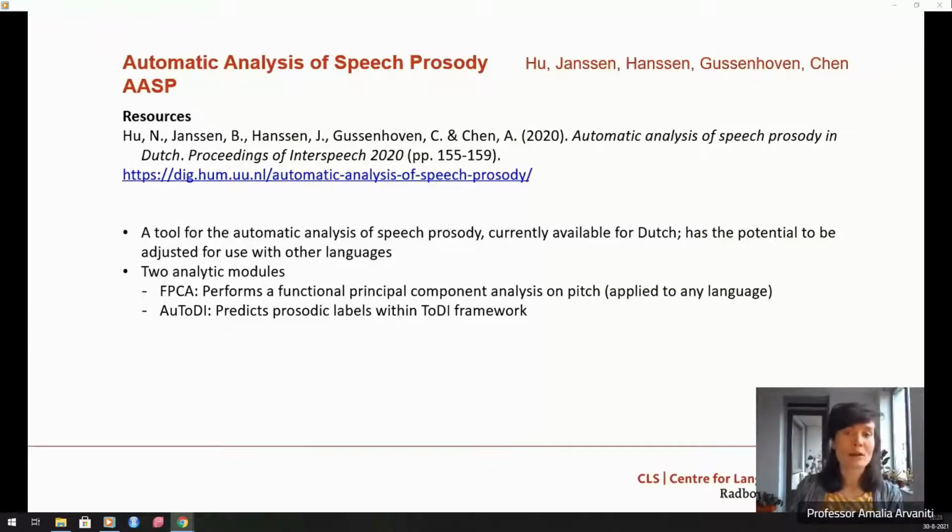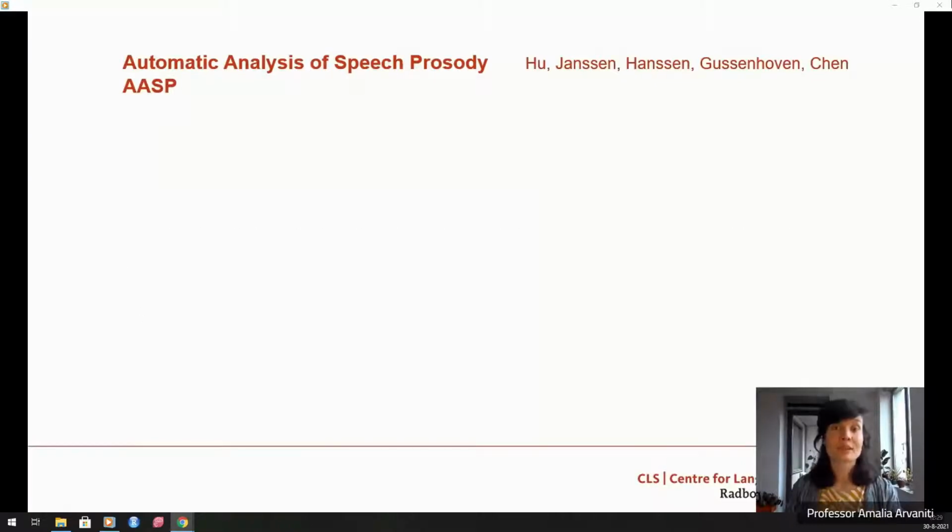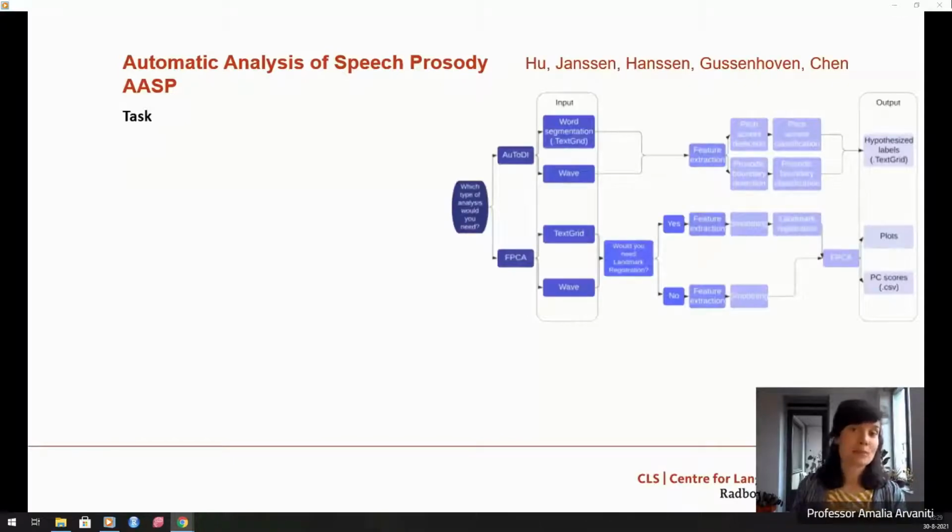And the latest news from Na Hu is that this tool is currently being developed as a web service, so online, rather than the Docker container, which is described in the Interspeech paper. The Docker container is no longer supported on their web server, so we're all holding out for the web service to be made available. So how does it work? Well, there are two tasks, and these can each be picked as different modules, as is demonstrated in this picture.